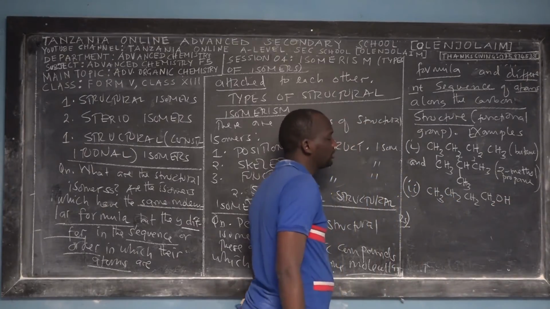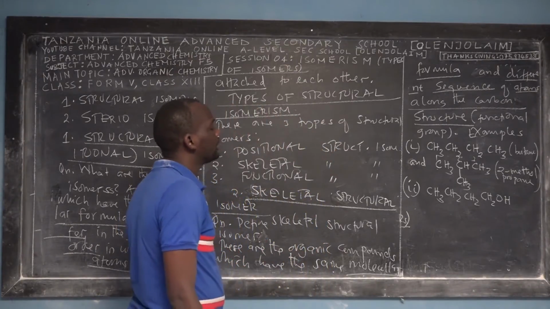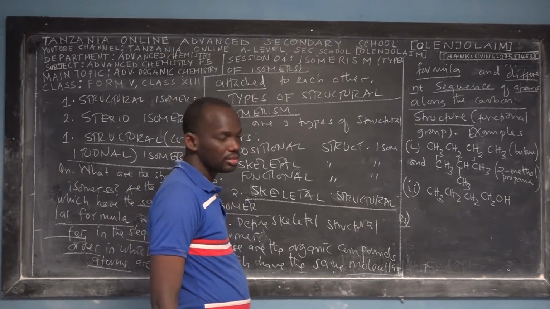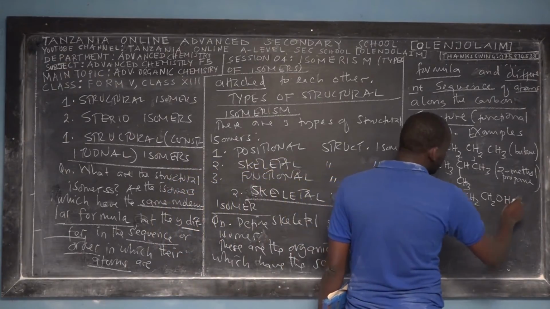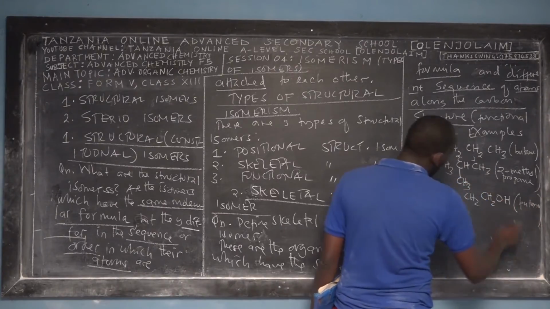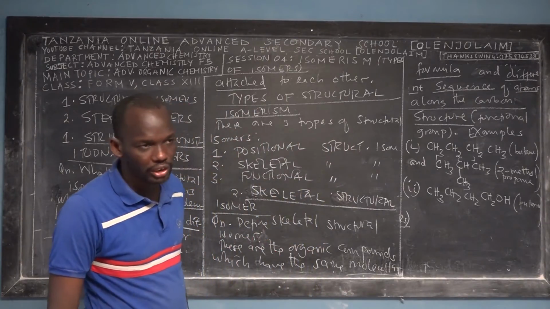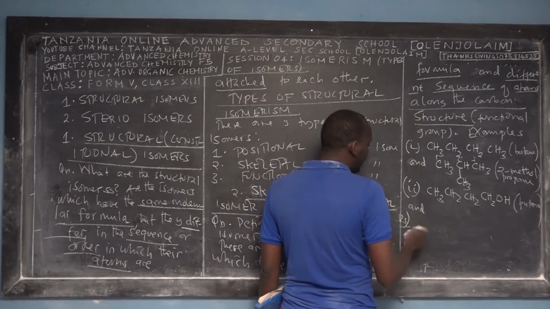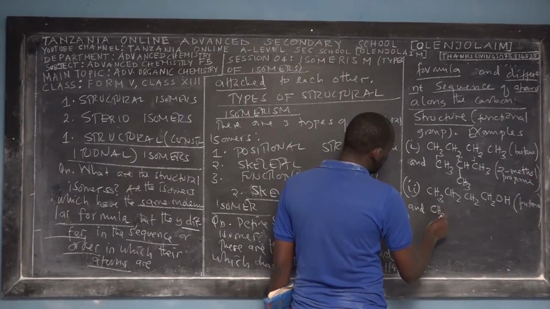Yes, CH2OH. So how many carbons are there? 4. How many hydrogens are there? 10. Right? This we call butanol. Butanol. If you want to show the OH, it means butan-1-ol. Right? Which is common. But also you can have its isomers, which formulate another skeletal structure isomer. How do you formulate?